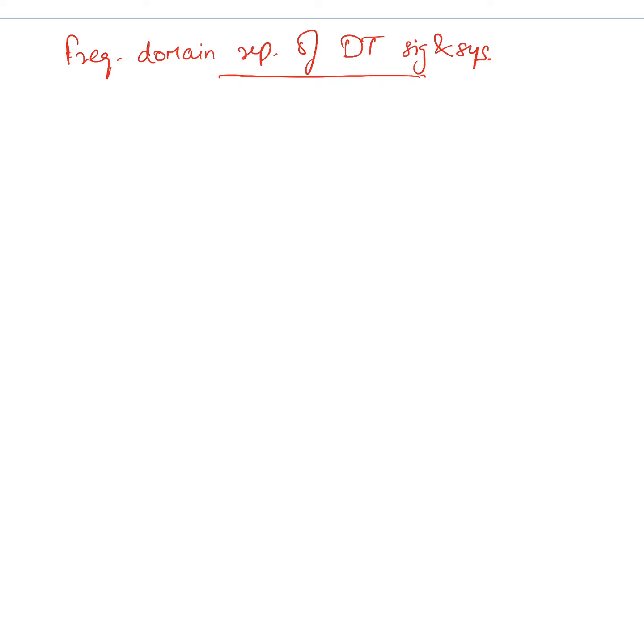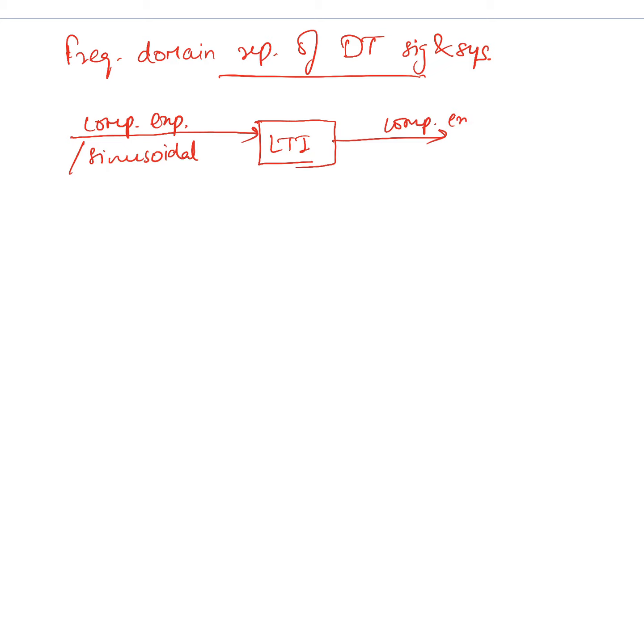Okay, so one important property associated with the frequency domain representation is that, given any LTI system, if I give the input to this discrete time LTI system or continuous time LTI system as a complex exponential or sinusoidal signal, then I will get the output of the system as the same complex exponential signal or sinusoidal signal.